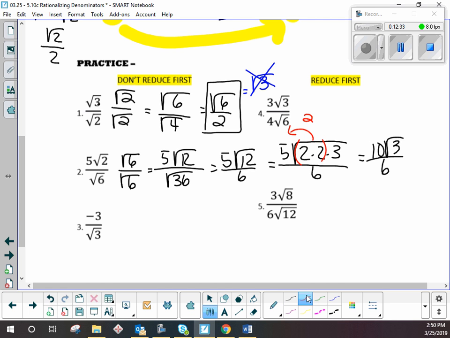So that 10 over 6, those coefficients on the front, or those integers, or whatever vocabulary you want to call those right now. You're thinking about that 10 over 6 as its own fraction and simplifying it. So it's 5 rad 3 over 3.